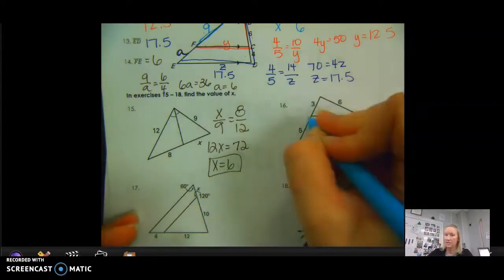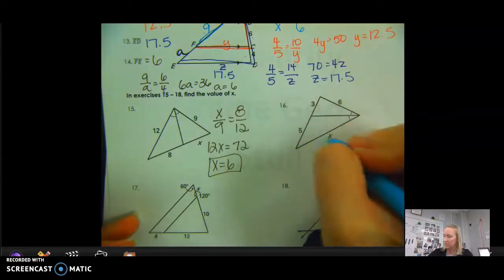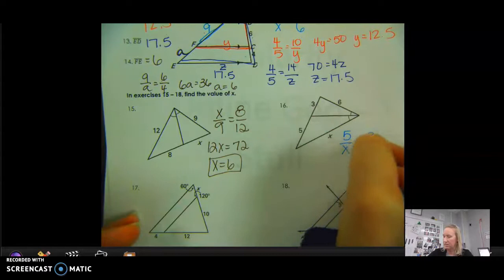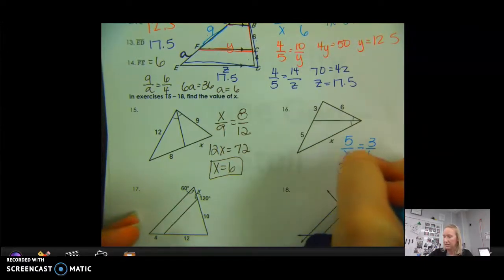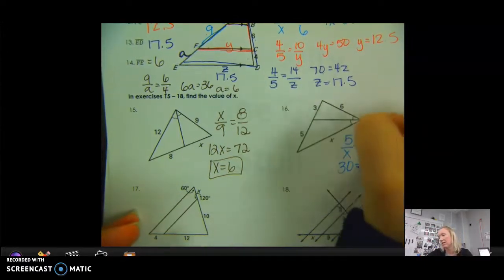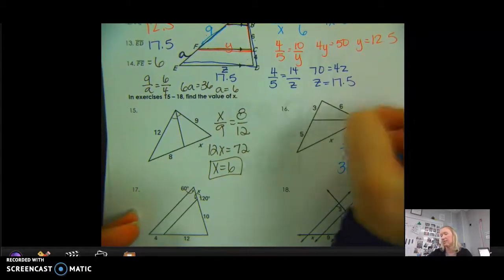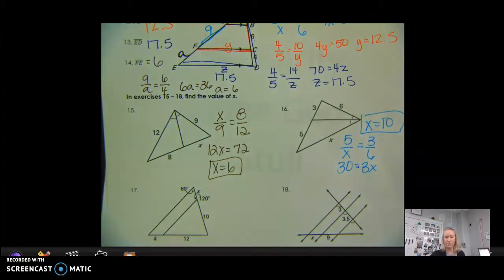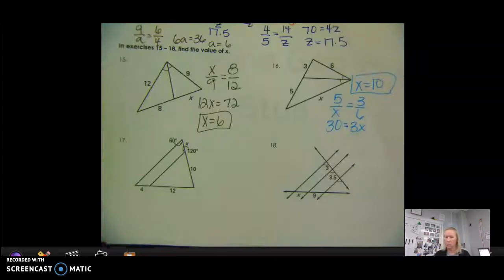Same thing here. This is an angle bisector, so this over this equals this over this. So 5 over x equals 3 over 6. Cross multiply and I get 30 equals 3x. So x equals 10. Divide by 3 on both sides. All right, next one.